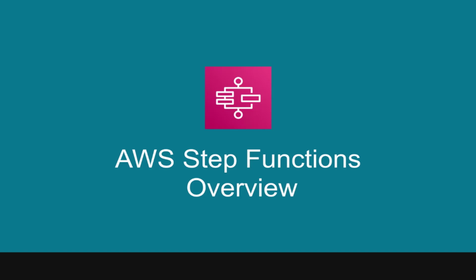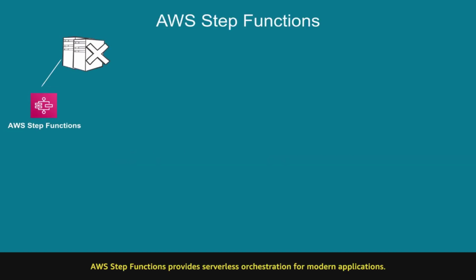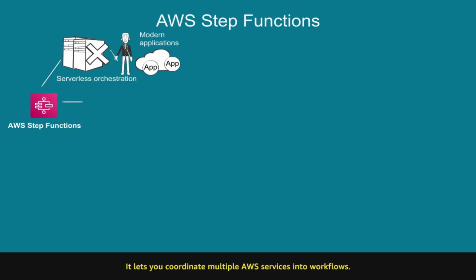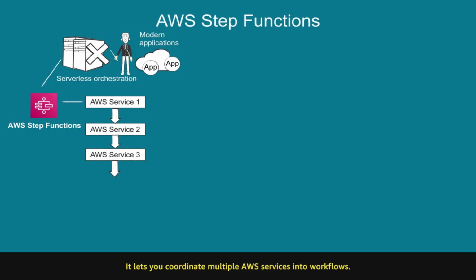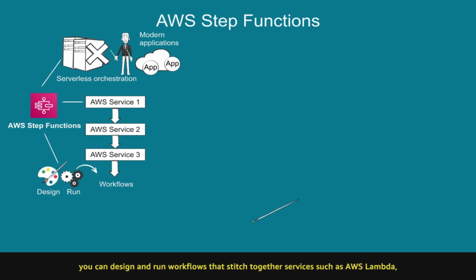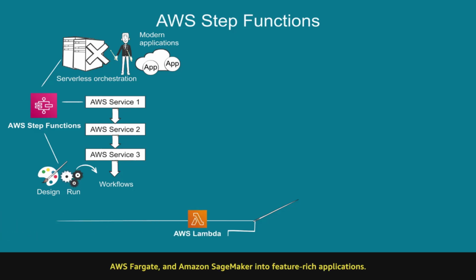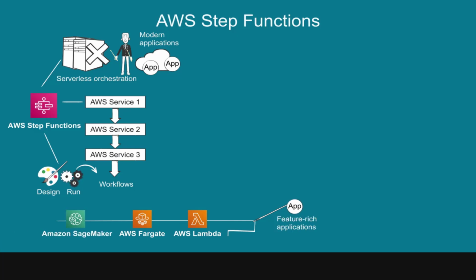AWS Step Functions Overview. AWS Step Functions provides serverless orchestration for modern applications. It lets you coordinate multiple AWS services into workflows. Using Step Functions, you can design and run workflows that stitch together services, such as AWS Lambda, AWS Fargate, and Amazon SageMaker, into feature-rich applications.